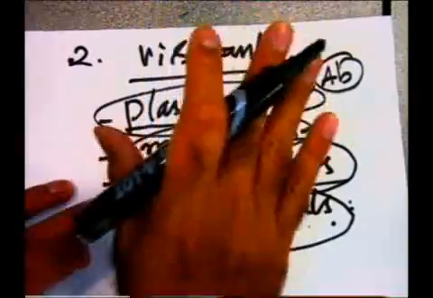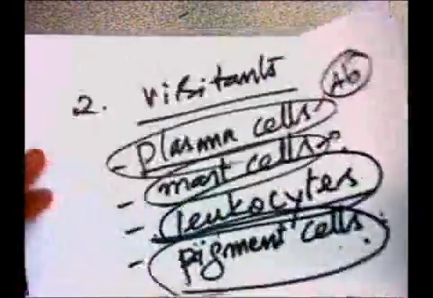Okay, coming to that point. So you have loose connective tissue. We have discussed the two types of cells, resident cells and visitant cells. Now let's go on.